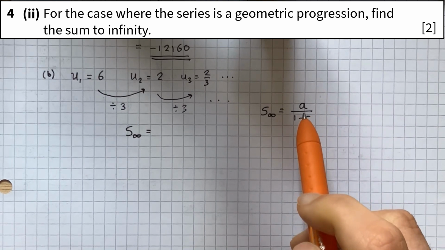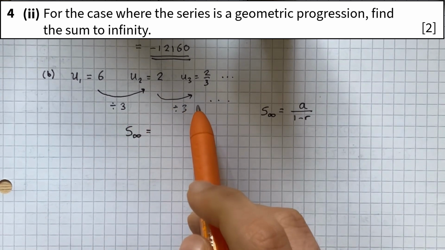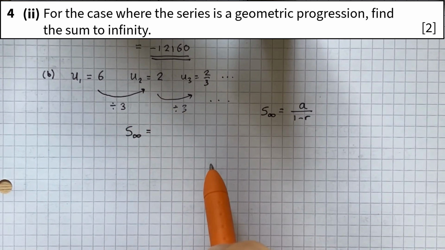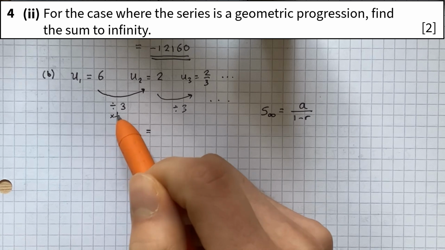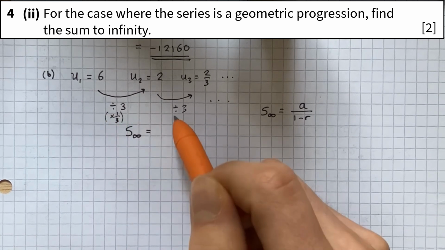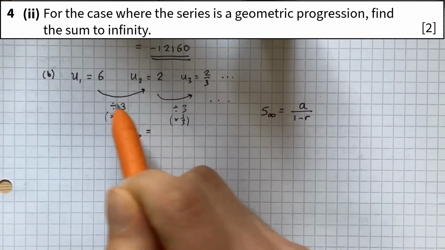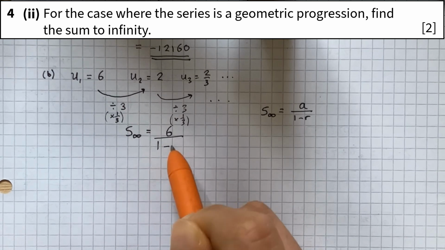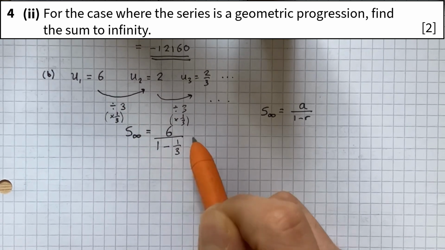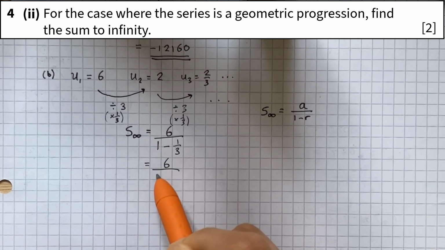a is the same as before from part (i), the first term, so it's going to be 6. But the r is actually going to be the common ratio, so I'll probably want to change this into a times. So timesing by a third, timesing by a third, that means r is equal to 1/3. So 6 over 1 minus a third. 1 minus a third is 2/3.